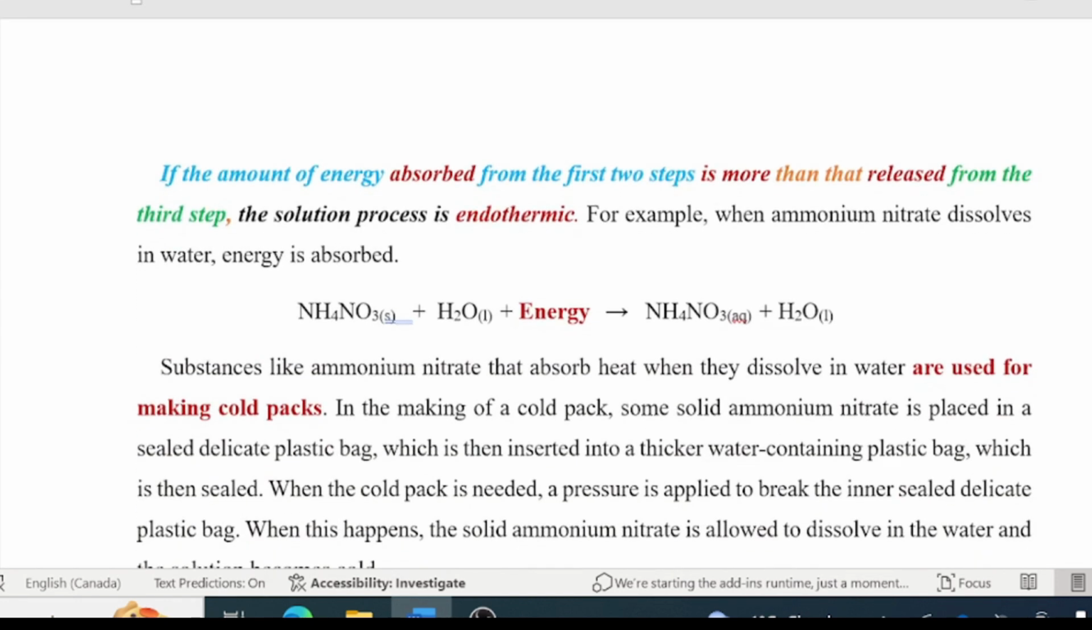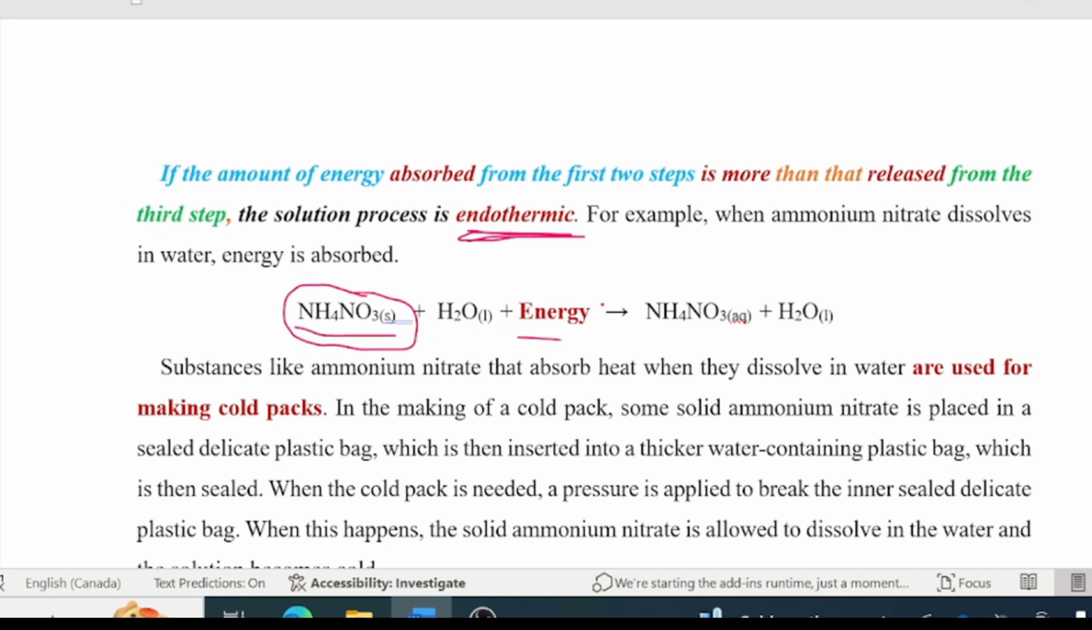And then you have the solution process whereby energy is absorbed. If the first two processes absorb more energy than is released, there's a net absorption of energy from the environment into the solution, and that is an endothermic change. And this is what happens when you use things like ammonium nitrate.